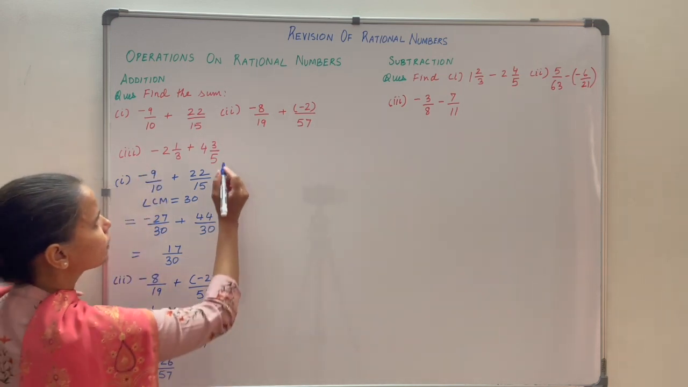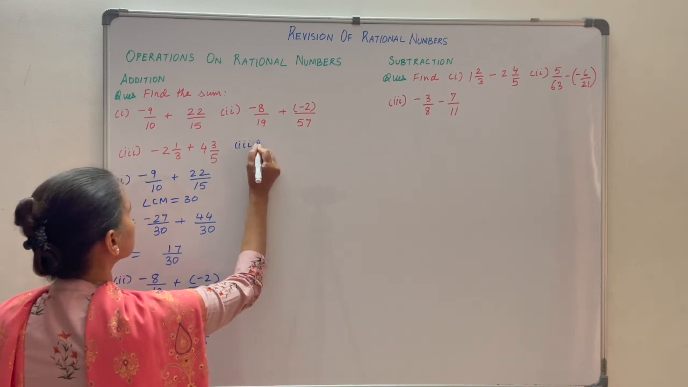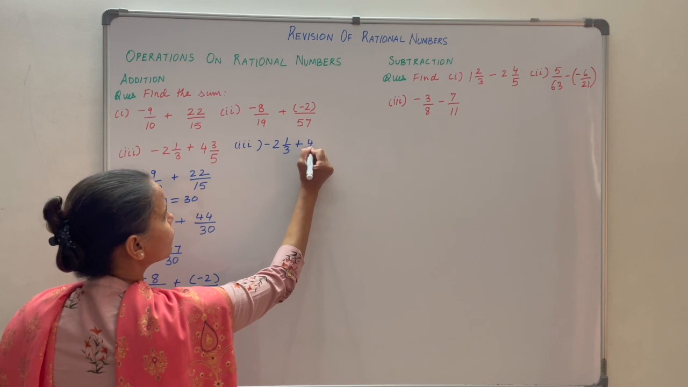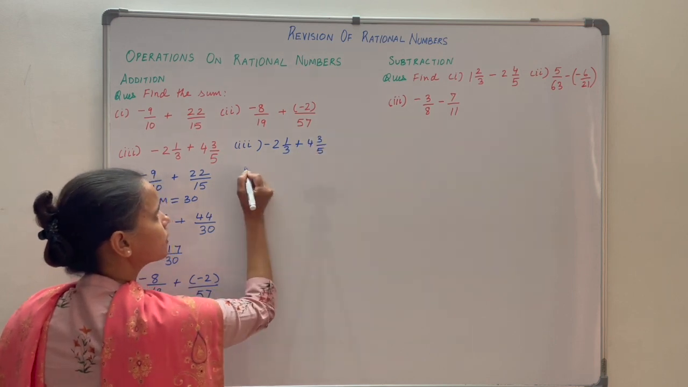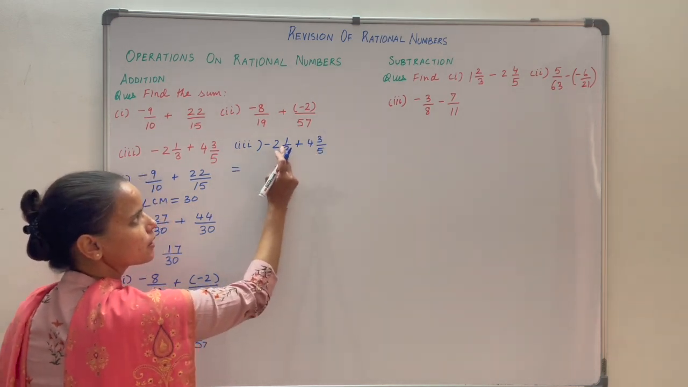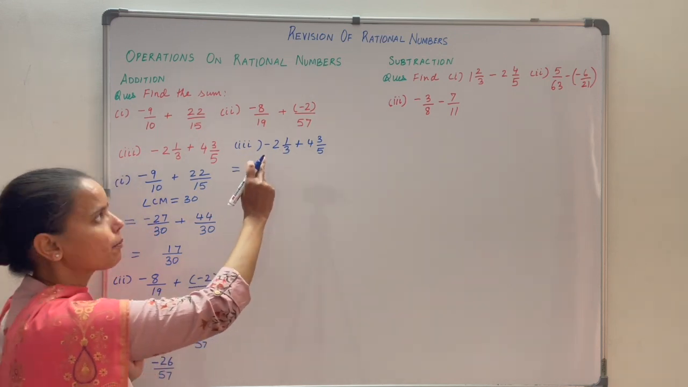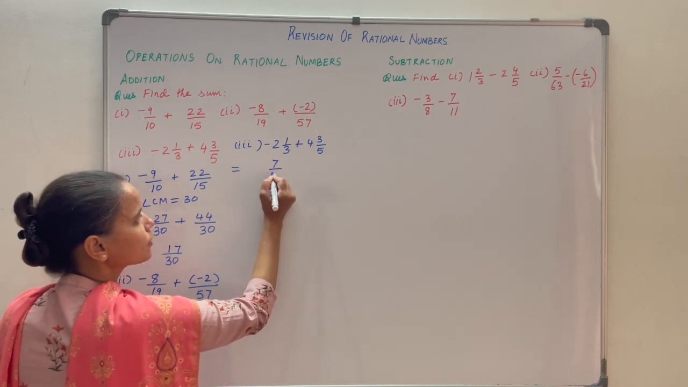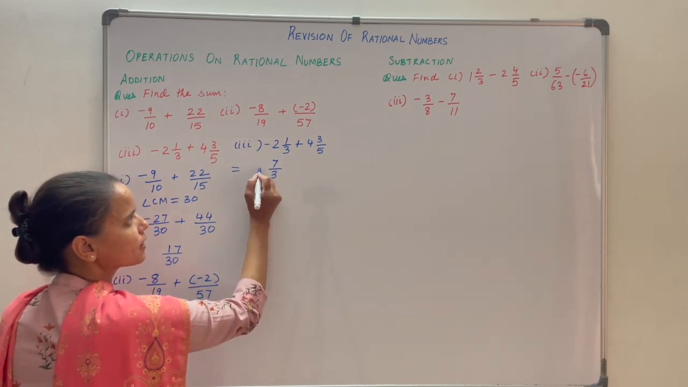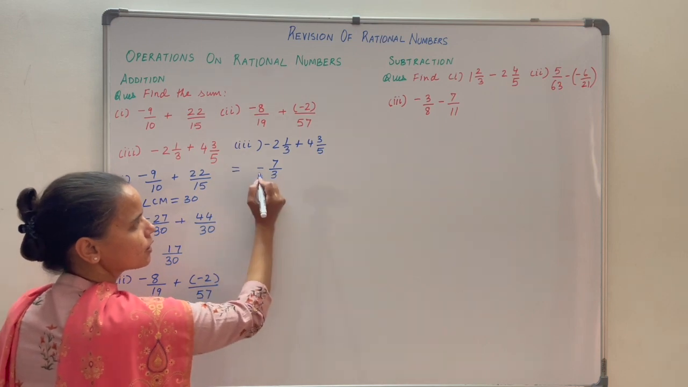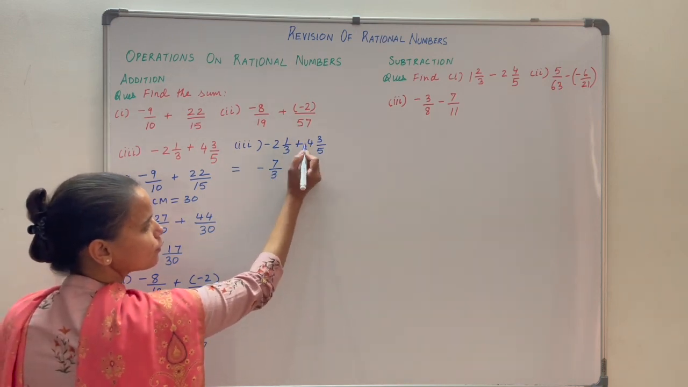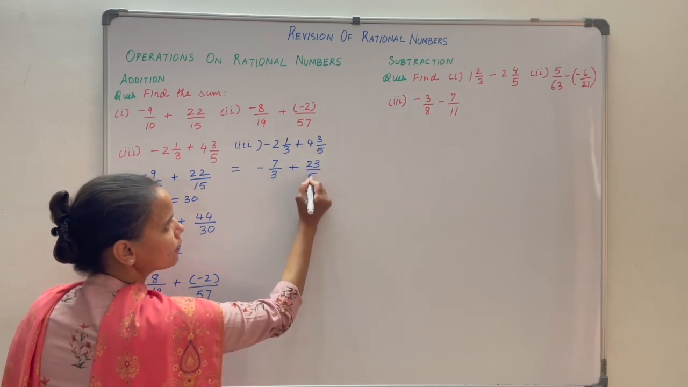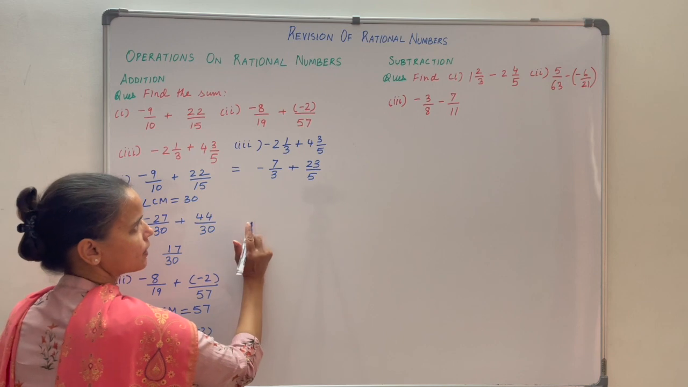Now let us take the third question here. The third question is minus 2 1 by 3 plus 4 3 by 5. So let us first write down this mixed fraction as an improper fraction. So 2 into 3 is 6. 6 plus 1 is 7. So this is 7 by 3, and this minus sign is here. So this is a negative rational number. 5 into 4 is 20, plus 3 is 23 upon 5, and this plus we have written as it is.